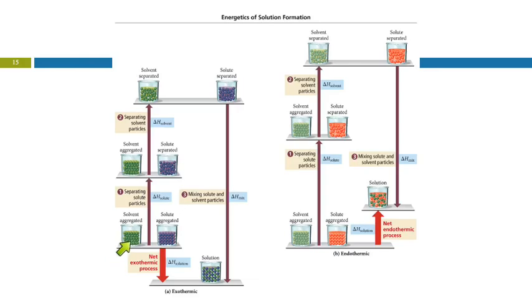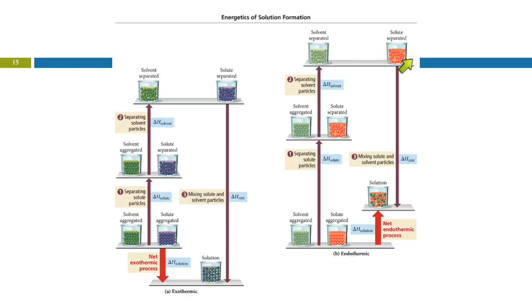So here we're looking at a solvent and a solute, and we have to separate the solute particles. That requires putting in energy. We have to separate the solvent, separate the solute. Now we've got separated particles, and when we allow those to mix together, energy is released as attractions are formed.